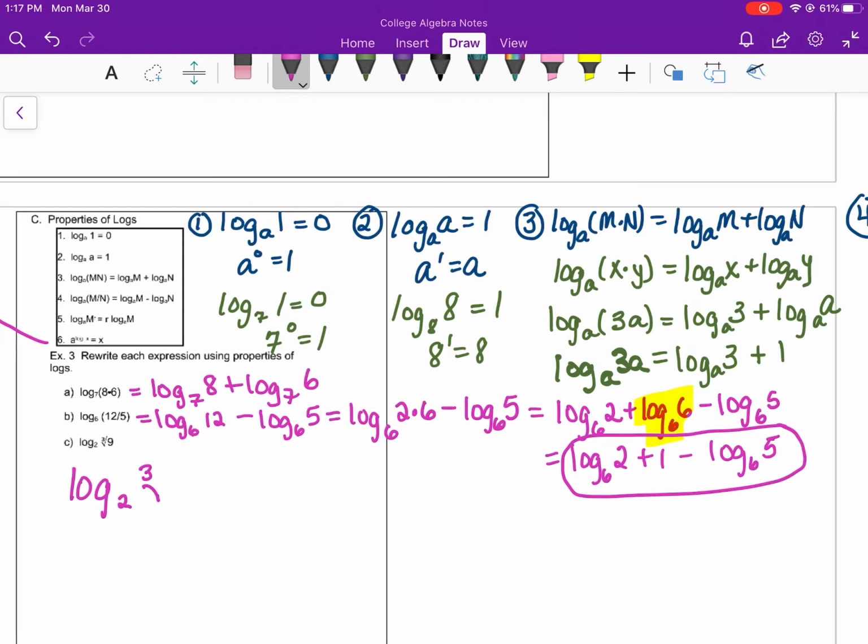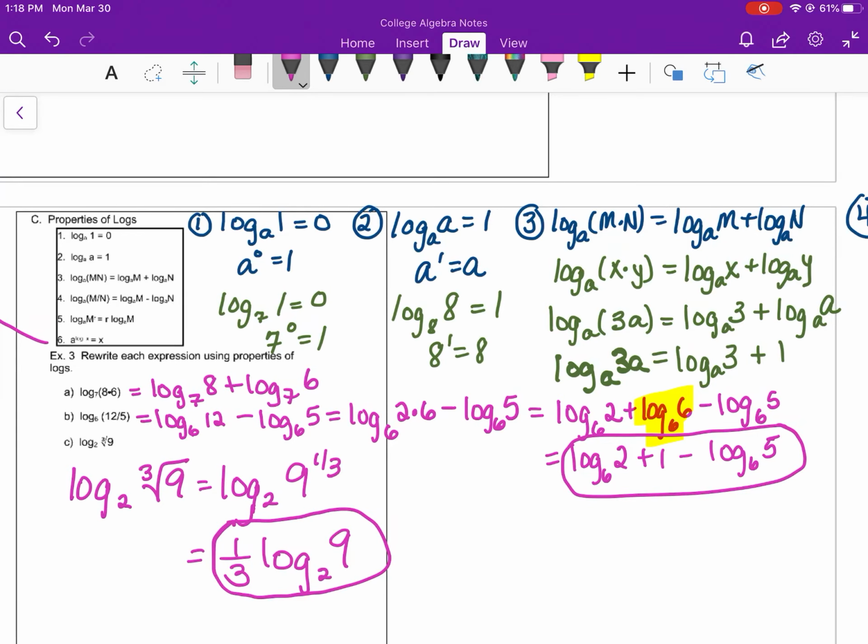This is a cube root of 9. Okay, so anytime you have a radical, you're going to want to write it as an exponential, okay? And then that goes in the front. Now, I'm going to look at that and say 2 and 9 have no factors in common, so I'm just going to leave it like that. Let's see, let me get all my answers circled for you.